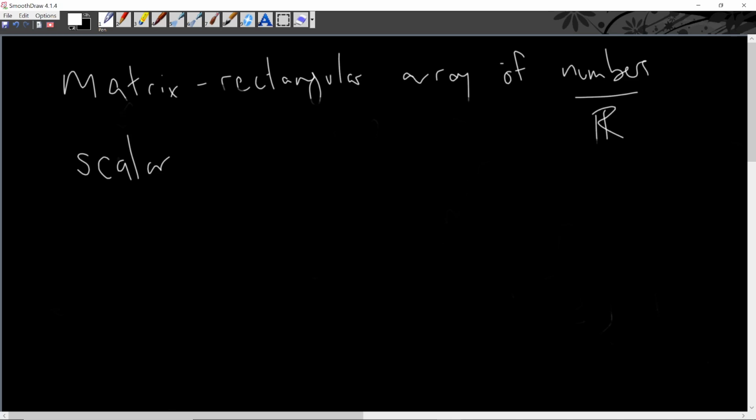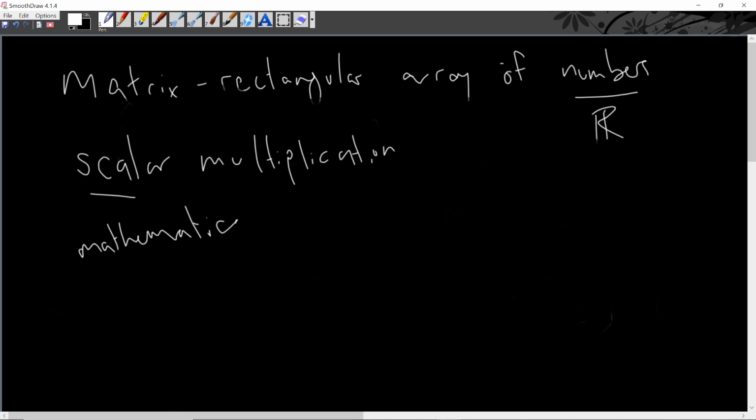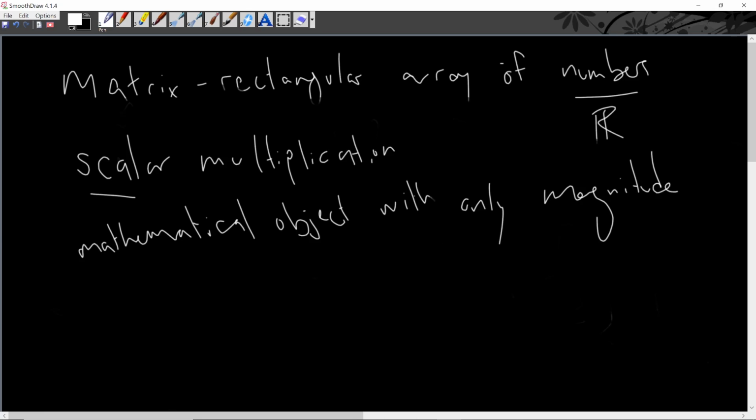Let's first talk about what a scalar is, and for this we're going to have to go back to our vector ideas. A scalar is somewhat like a vector. It is a mathematical object, but this scalar only has magnitude, with only magnitude, no direction.